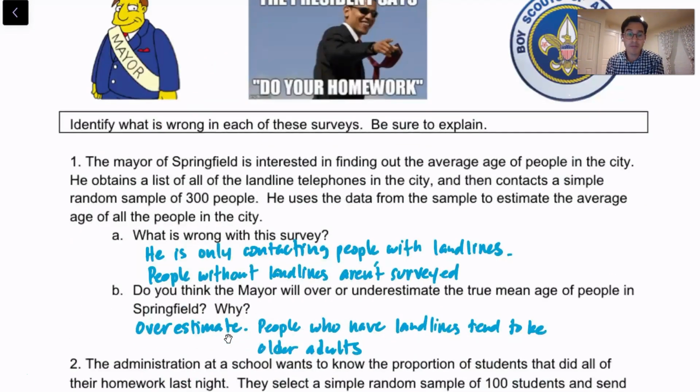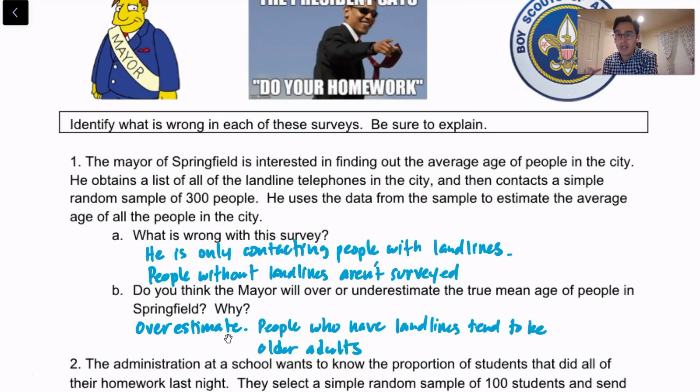Be sure to explain. Number one, the mayor of Springfield is interested in finding out the average age of people in the city. He obtains a list of all the landline telephones in the city, and then he contacts a simple random sample of 300 people. He uses the data from the sample to estimate the average age of all the people in the city. Okay. So what's wrong with the survey?